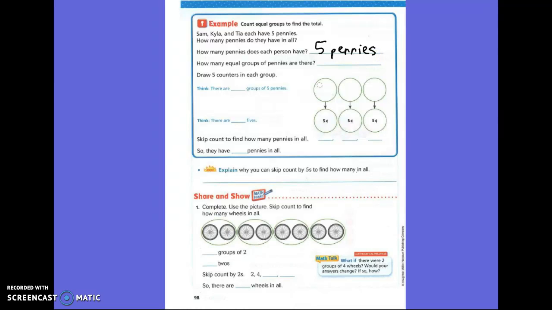Now, how many equal groups of pennies are there going to be? 3. Why do you say 2? Why do you say 3? Right, because there are 3 people. So there are 3 equal groups, because there are 3 people who have pennies.